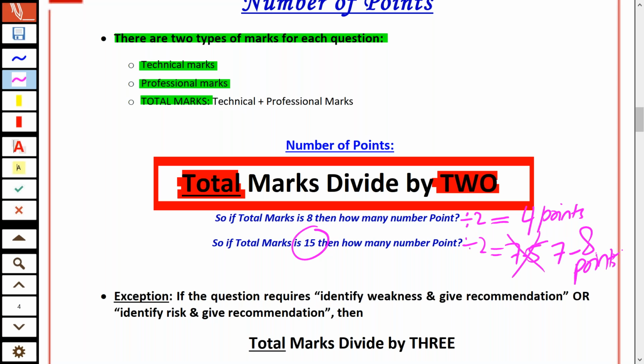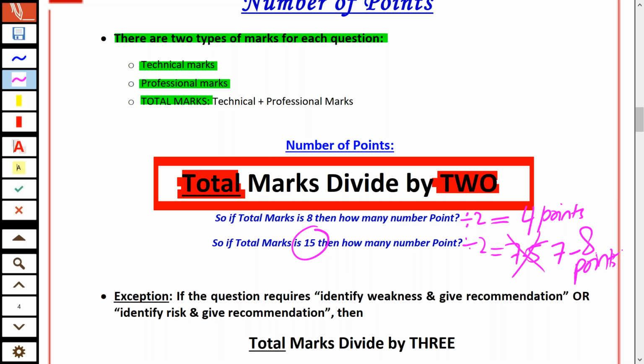And how do I count 7 to 8 points? I will simply count the number of paragraphs. If I see 3 paragraphs, I would know that you are not able to find sufficient points. So if you want to impress the examiner, then 1 point is 1 paragraph. So if you need to give 7 to 8 points, then you need to mention 8 paragraphs other than the format and all those extra stuff.